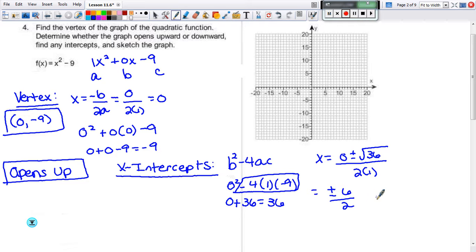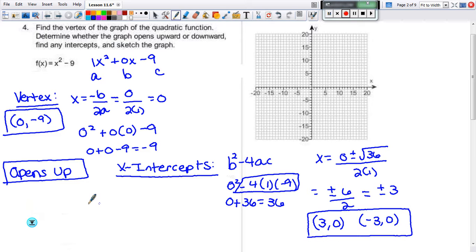You can divide both of those by 2. So plus or minus half of 6 is 3, half of 2 is 1, but you don't put it. Alright, so because they're asking for x-intercepts, one of them is 3, 0. You always put the x-intercepts with 0, and negative 3, 0 for the other one. Just splitting them apart. My y-intercept: the y-intercept is 0 and the value of c. So that's 0 and negative 9.